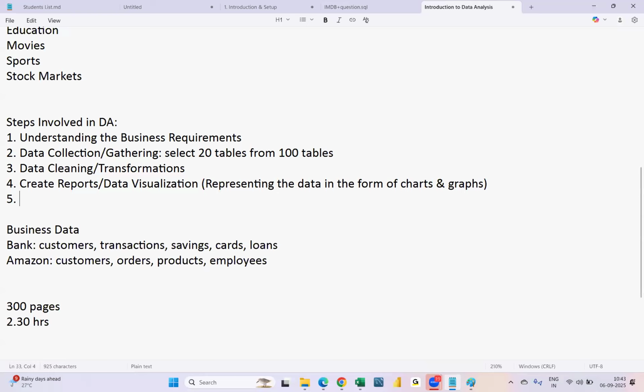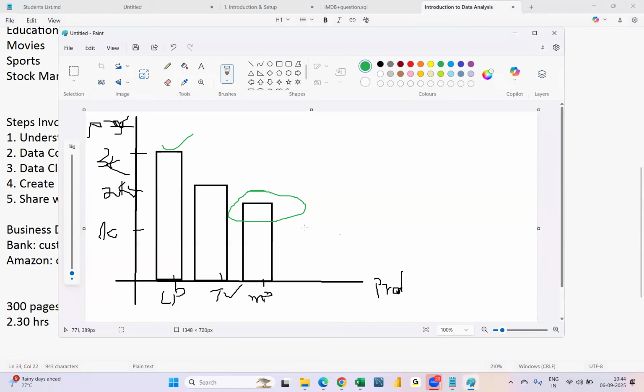So the fifth step: once you have created the data visualization, you are going to share the reports with the clients. That's it. Once you share these kinds of reports with the clients, as I mentioned, this chart is going to help them understand which is the best performing product for them, which is the least performing product, and which products are giving them a loss. Those kinds of decisions they will be able to take by looking at these types of charts and graphs.